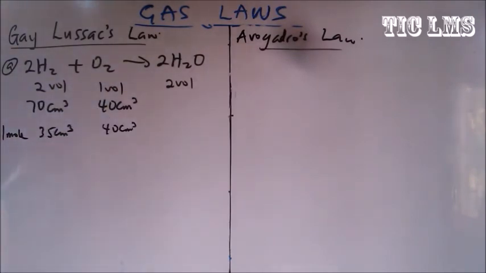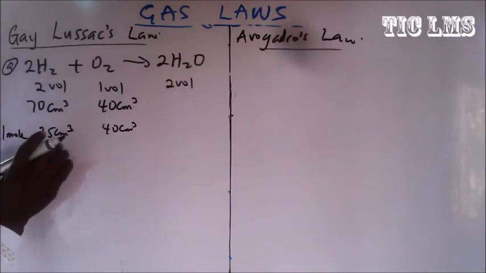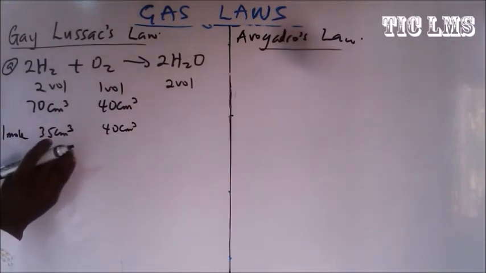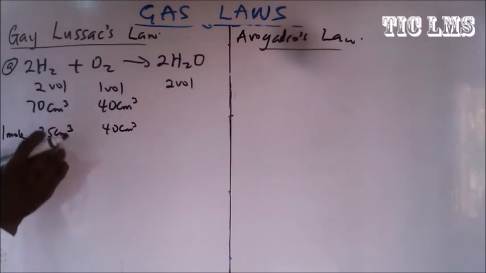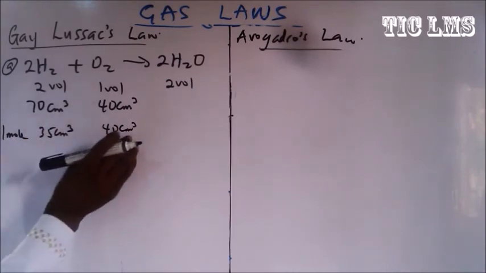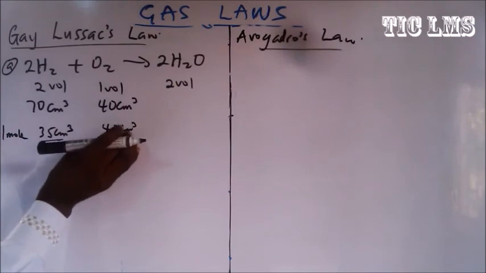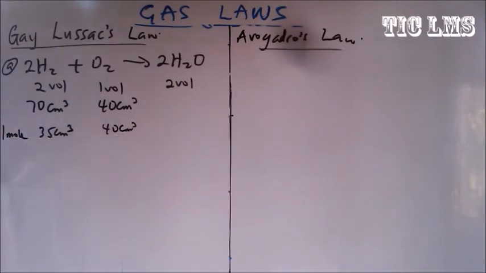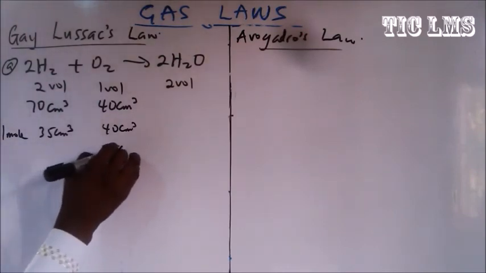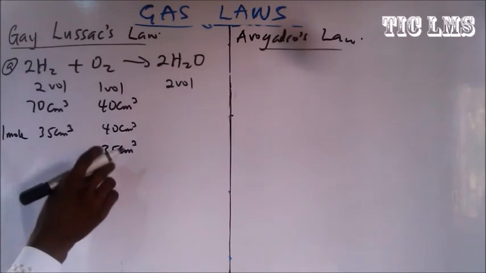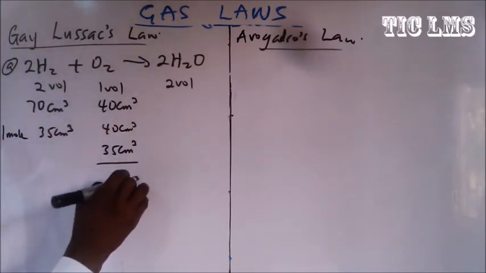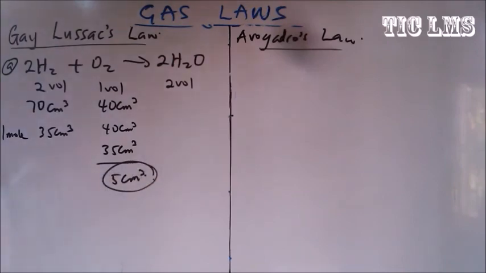Now what we are saying is that we are going to make use of this smaller volume. This smaller volume here will react with this 35 cm cubed. We only need 35 cm cubed from the oxygen gas, since they are reacting in ratio to one another. And so if 35 cm cubed only was taken from oxygen, we will have 5 cm cubed of it left.